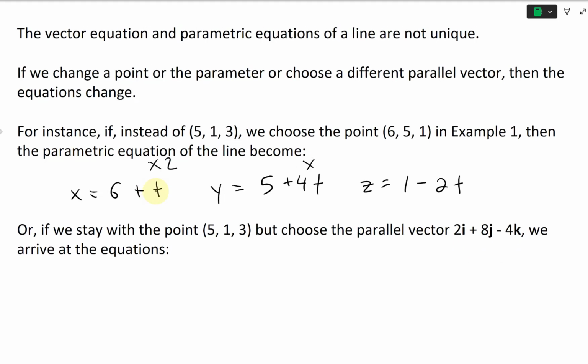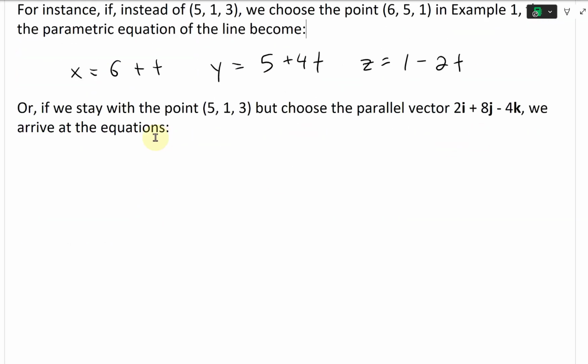2 times 2 is 4, 2 times 4 is 8, and negative 2 times 2 is negative 4. If we do all of that, we arrive at the equation. x equals the starting point 5, plus, instead of t, we multiply by 2, so 2t. Next, y is going to be 1 plus 8t. We'll just switch up the parameters in the parametric equations. And lastly, z is going to be 1 minus 4t.